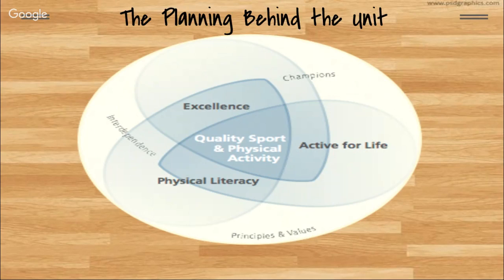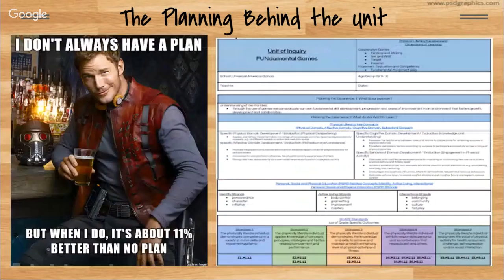All right, perfect. Okay, so let's transition to the planning behind the unit. When I plan my lessons, plan my units, I want quality sport and physical activity. And inside of these, obviously there's a physical literacy aspect. There's also the excellence. So where can we develop that motivation to become excellent for our students? Where do we develop that idea that they can strive for success? And then we have the active for life. So when I plan, I look at all these 3 areas and I want to make sure that I'm integrating those into my planning process.